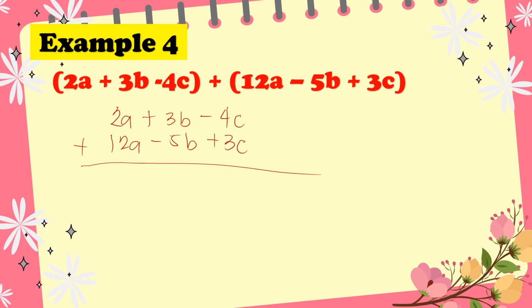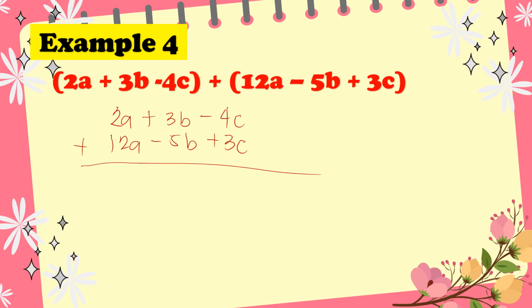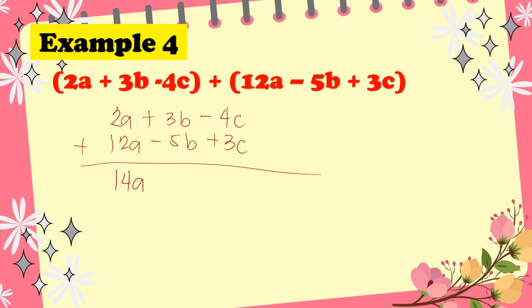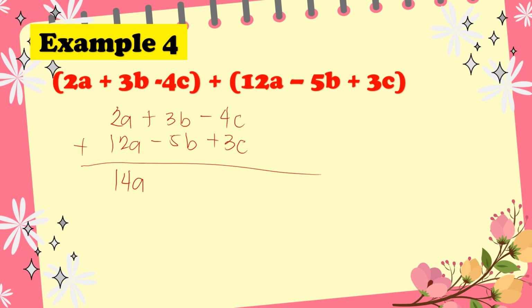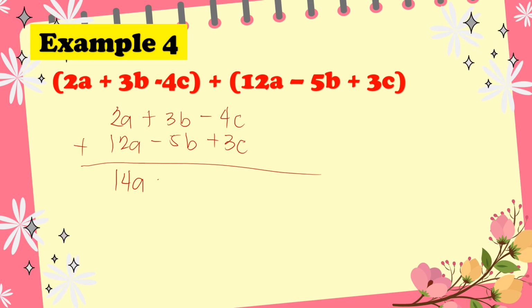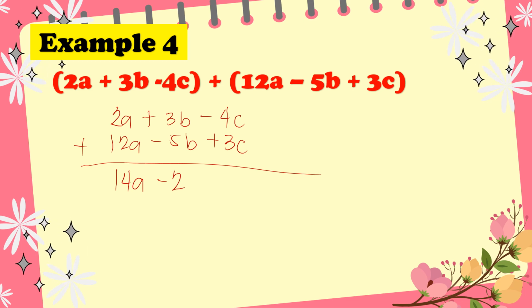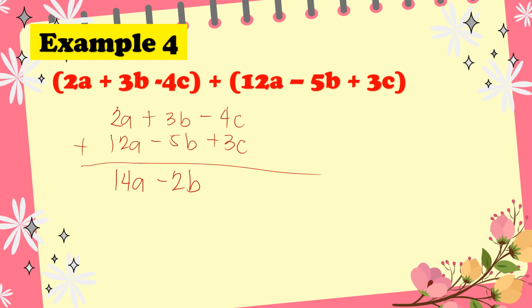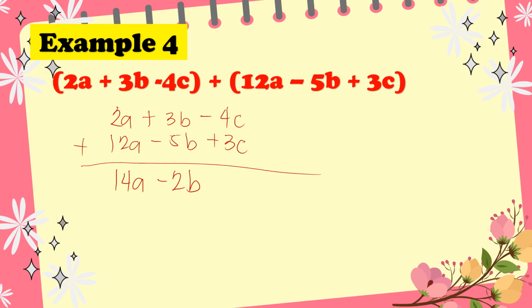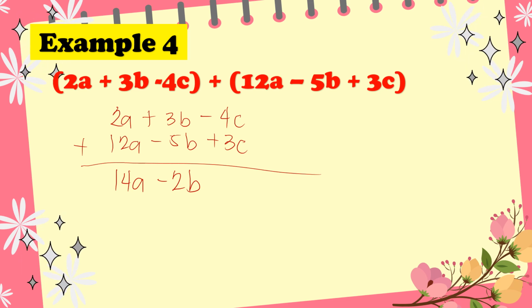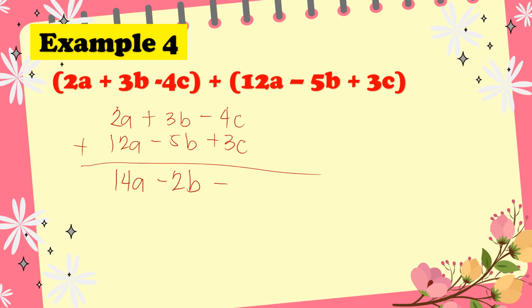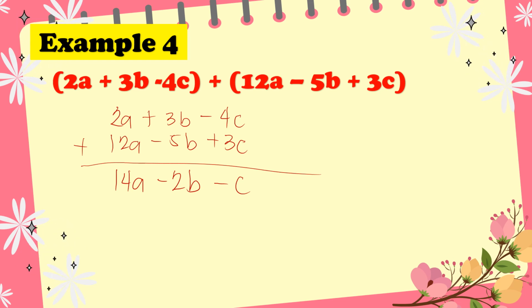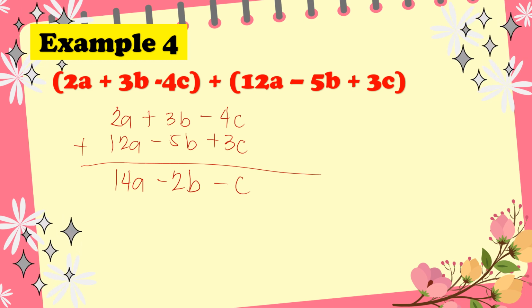So, magkakatapat na sila. Pwede tayong mag-add 2a plus 12a, you will have 14a. Tapos, positive 3b plus negative 5b, magkaiba sila ng sign, so magsasubtract ka. That would give us the answer, negative 2b. So, negative 4c plus positive 3c, magkaiba ulit, magsasubtract tayo. 4 minus 3, walang sagot, kaya ang sagot ay c na lang. Kapag 1 ang coefficient, hindi na kailangang isulat siya. Understood na yan.